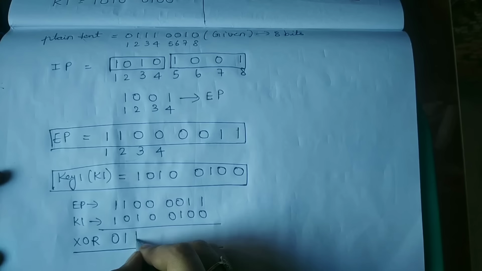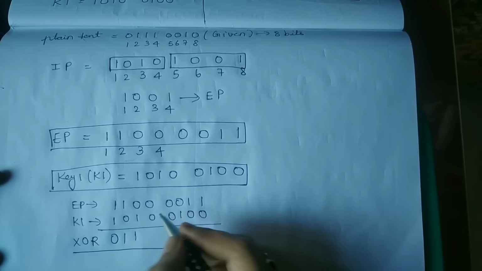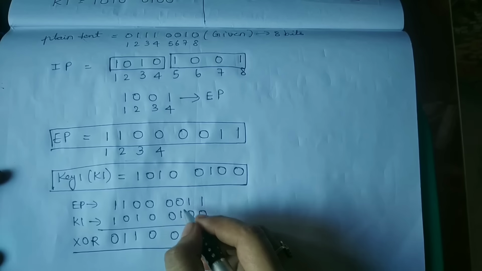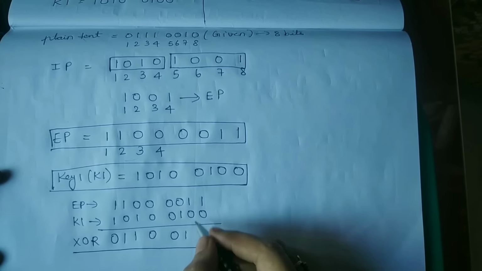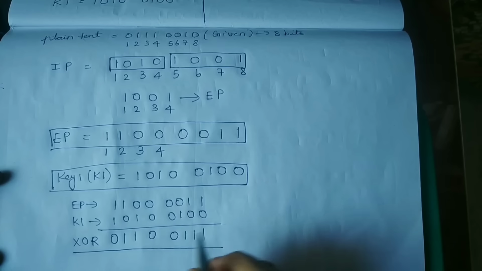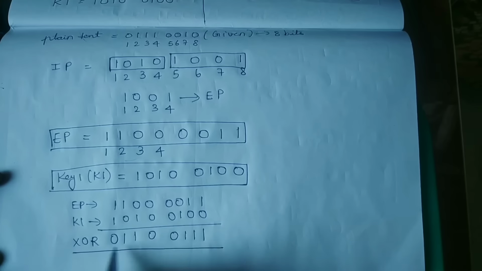So I am going to put 1. Here 0 and 0. Both are same, so I should put 0. Here again both are same, so I should put 0. Here both are different, so 1. Here also different, so 1. Here also different, so I'm going to put 1. So this is my XOR value.